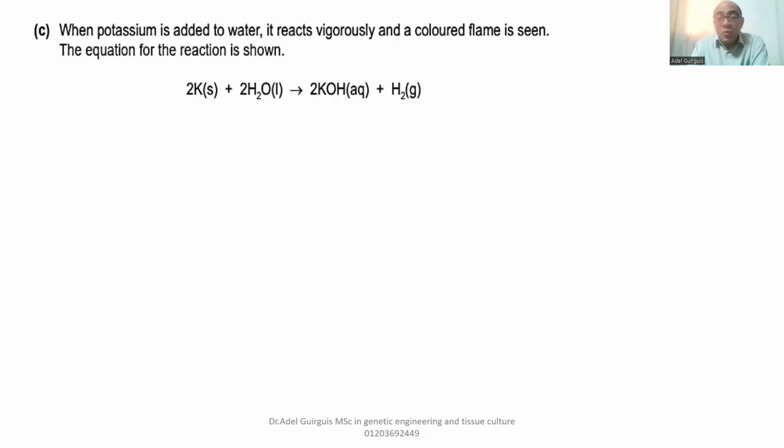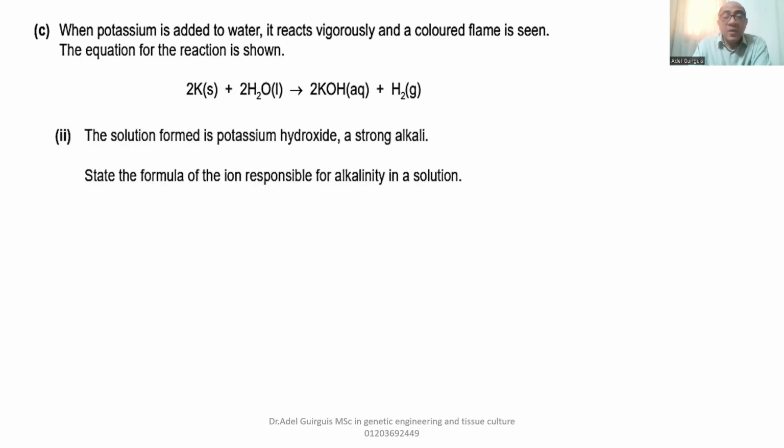When potassium is added to water, it reacts vigorously. The solution formed is potassium hydroxide, KOH, a strong alkali, the strongest alkali in group 1. State the formula of the ion responsible for alkalinity in solution. The ion here is the hydroxide ion, OH minus. This is responsible for alkalinity. Okay, alkalinity, OH minus, 1 mark.